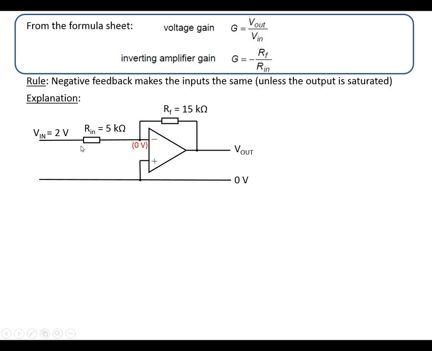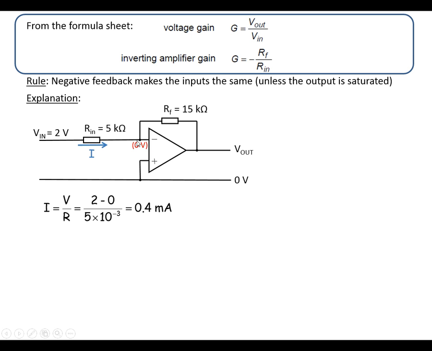Okay, so first thing we can work out, we've got 2 volts on this side of Rin, we've got 0 volts at the other end. So we can work out how much current we've got flowing through it. Put the numbers in, 2 volts at one end, 0 volts at the other end, divide by the resistance, we get 0.4 milliamps. So that current can't go into the input of the op-amp because it's got infinite input resistance. So it's going to go through RF.